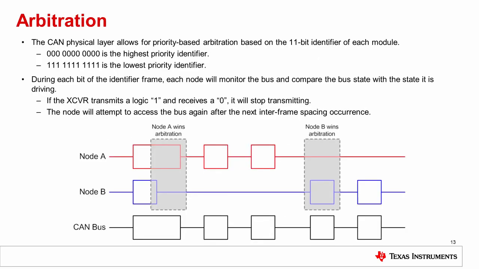The CAN physical layer allows for priority-based arbitration, which is based on the 11-bit identifier of each module. All zeros is the highest priority identifier, and all ones is the lowest priority identifier. During each bit of the identifier frame, each node will monitor the bus and compare the bus state with the state it is driving. If the transceiver transmits a logic 1 and receives a logic 0, it will stop transmitting. The node will attempt to access the bus again after the next interframe spacing occurrence.